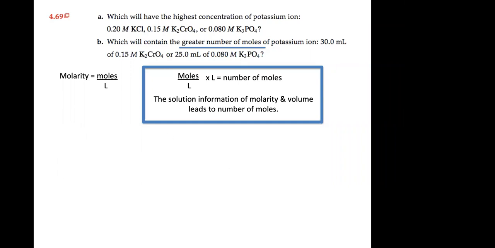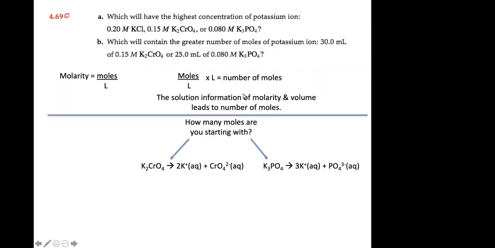Because we know that when we're doing chemical reactions, we're talking about moles reacting with moles. This shows me how I can use solution information, concentration and volume, moles per liter and liters, to get to the number of moles. So we're going to work through a couple of examples where we use this. I think it's a really important relationship for us.